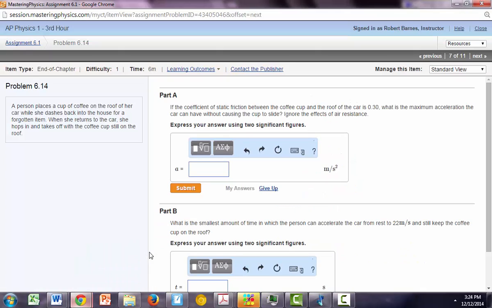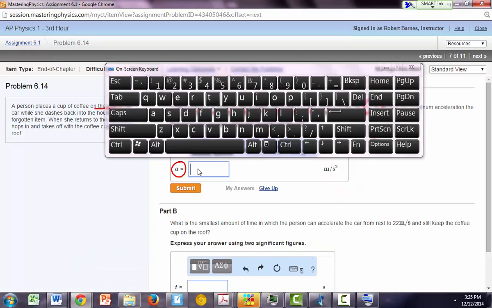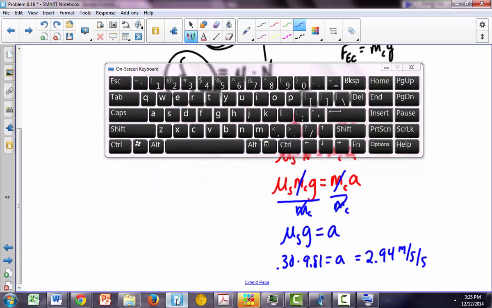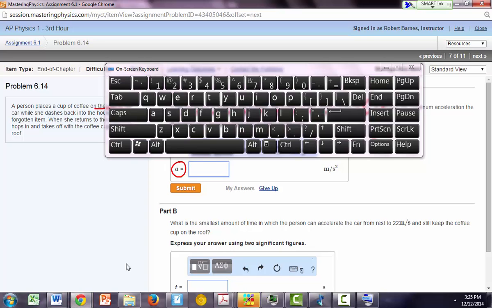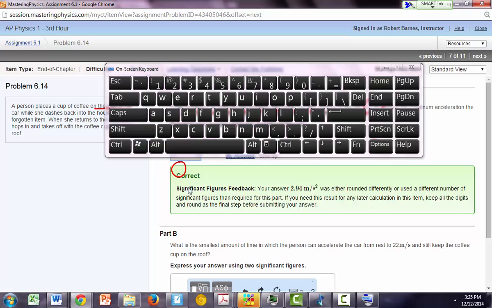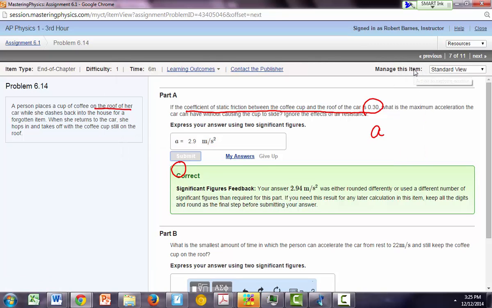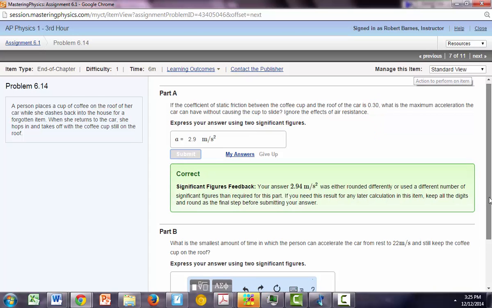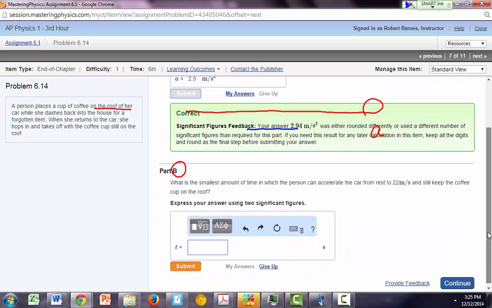Let's see if that works. What did I just have? 2.94. Okay, they just did 2.9, 2 sig figs, okay? All right, so 2.9 is what they were actually looking for.